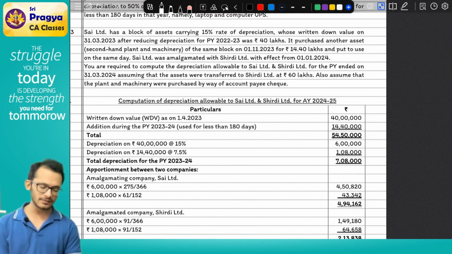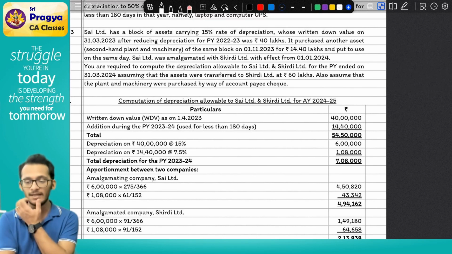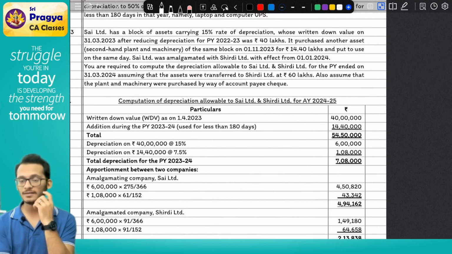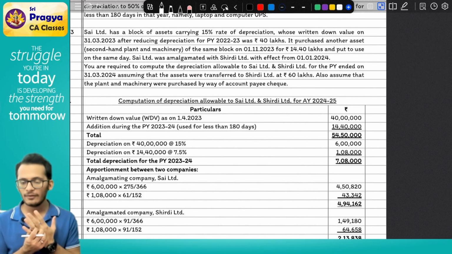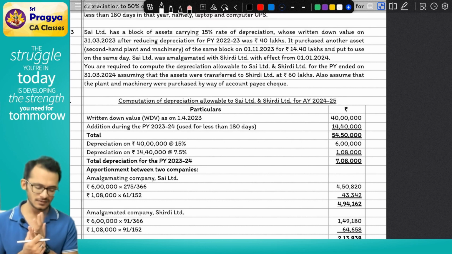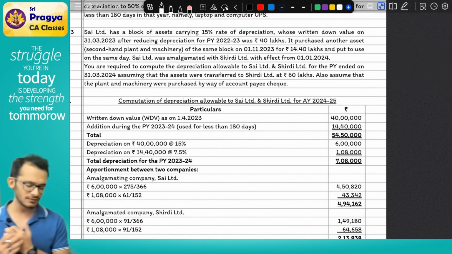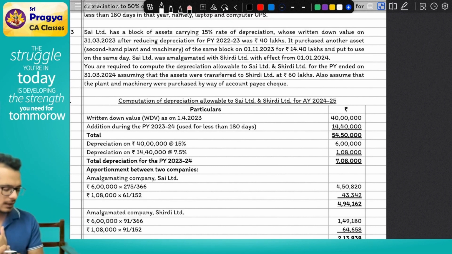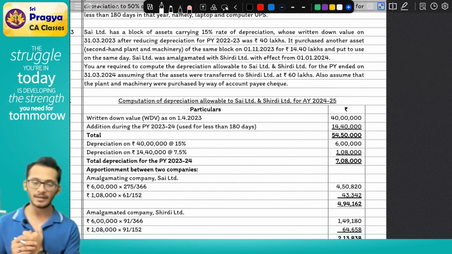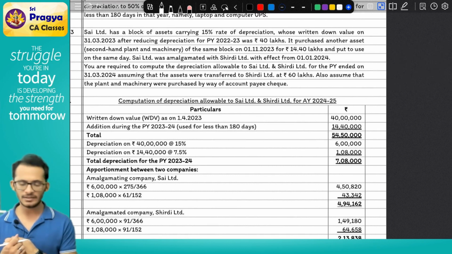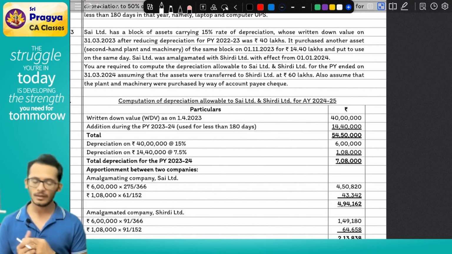Sai Limited was amalgamated with Shirdi Limited with effect from 1st January 2024. So I had an opening block of 40 lakhs. I had a new purchase of asset of 14,40,000. I have amalgamated with another company called Shirdi Limited from 1st January. You are required to compute the depreciation which is allowable to Sai Limited and to Shirdi Limited for the year ended 31st March 2024, assuming that the assets were transferred to Shirdi Limited at 60 lakhs. Also assume that the plant and machinery was purchased by account payee cheque. First of all, account payee cheque is okay, not okay? It's okay, no problem. Yes.